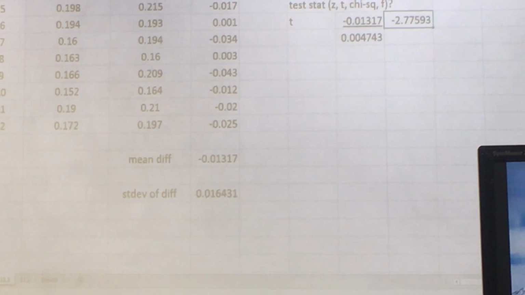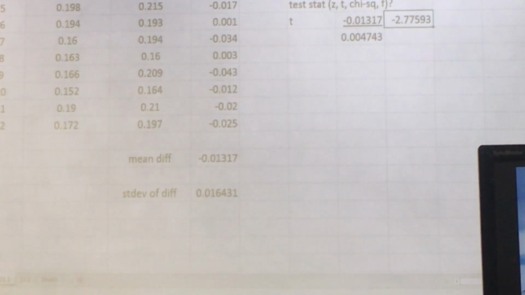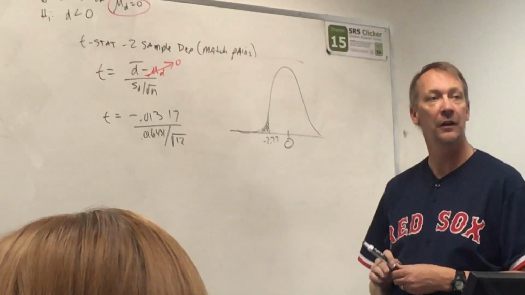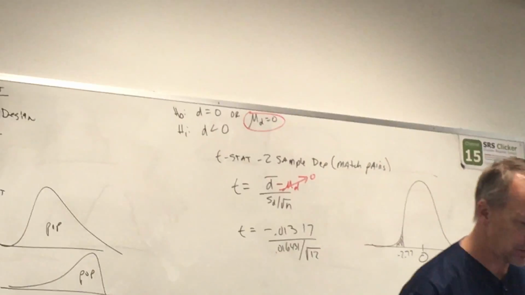On the picture, right? What's the mean? 0. I am negative 2.77 standard deviations away, right? Is this a one or two-tailed test? One-tailed test. So how do I find my p-value with the chart?